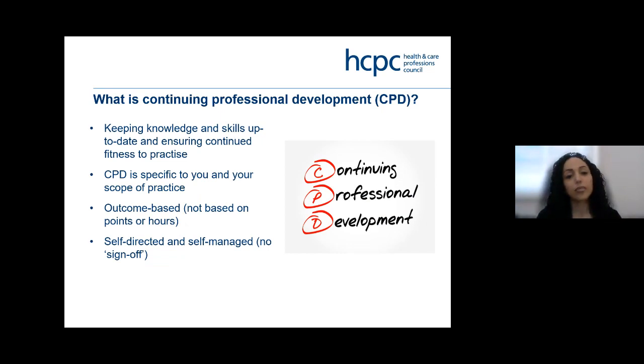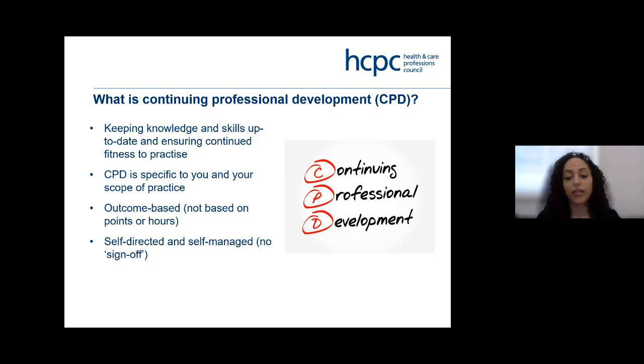Okay, so what is CPD? Essentially, it is keeping your skills and knowledge up to date and ensuring continuing fitness to practice. CPD is, what I always say, a way of ensuring you are working safely and effectively. It needs to be relevant to your scope of practice.